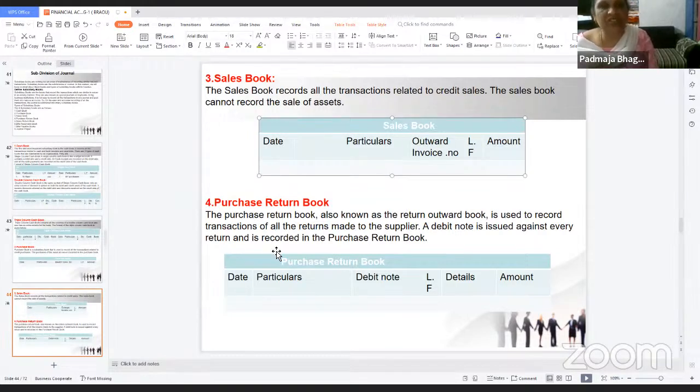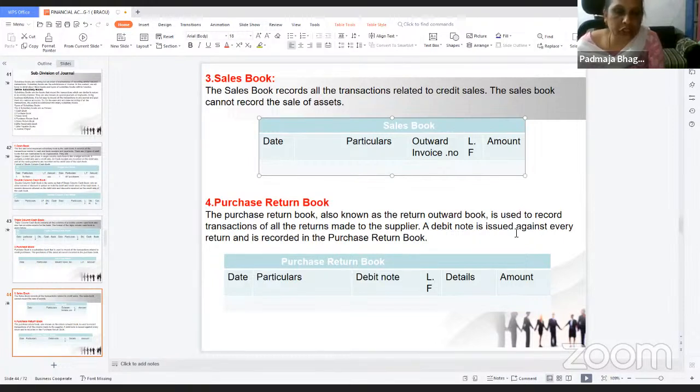Next, purchase return. The next book is the purchase return book. You have purchased, but there is damage in your material. Then you will be returning it to the supplier from whom you have purchased. So the purchase return book, also known as the return outward book, is used to record transactions of all the returns made to the supplier.